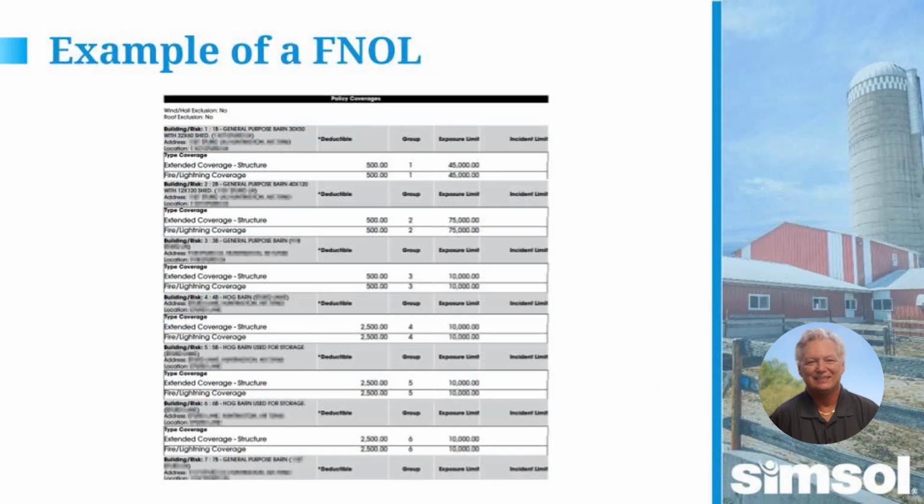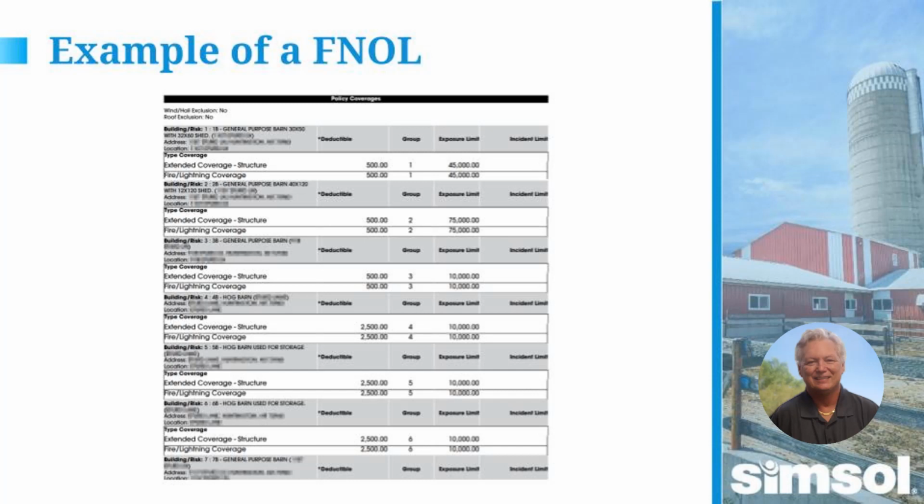All right, here's an example of an FNOL. As you can see, we have changed the names to protect the innocent here, but you can see that on our first one, we have $45,000 with a $500 deductible. Second building might be $75,000 with $500. Extended coverage structures, $10,000 and $500, and it goes on and on, as you can see.